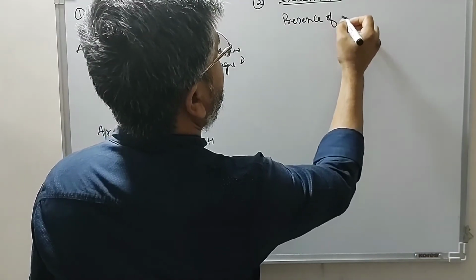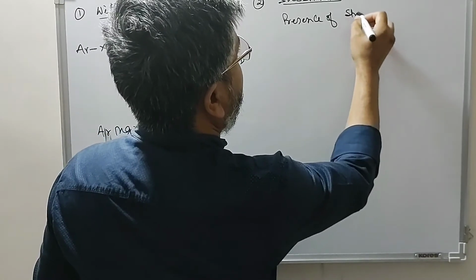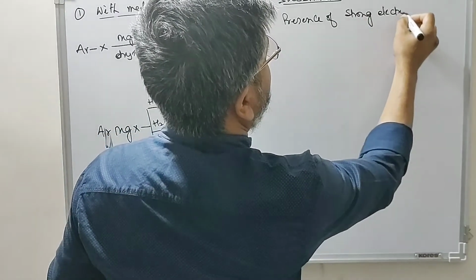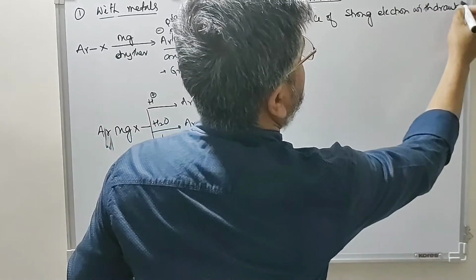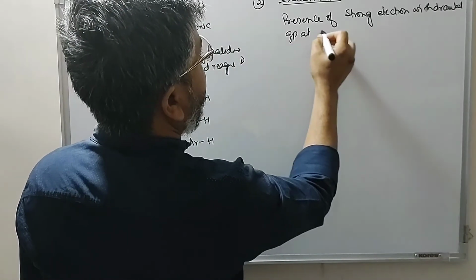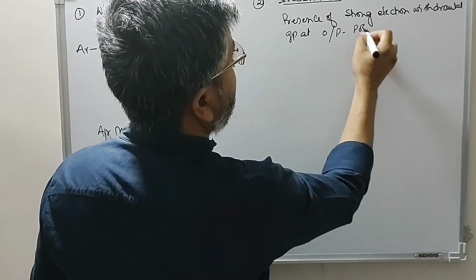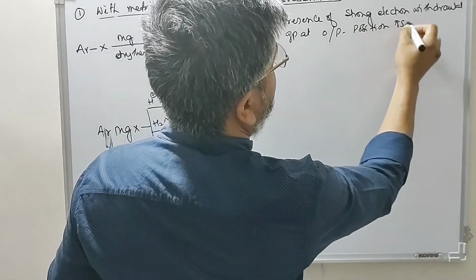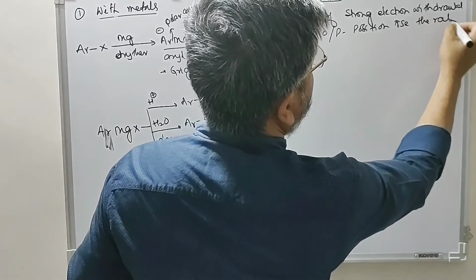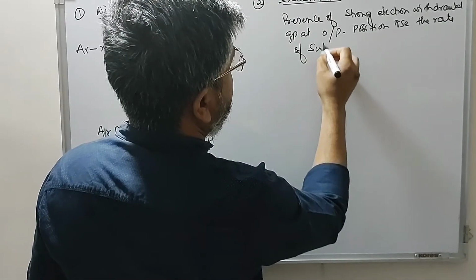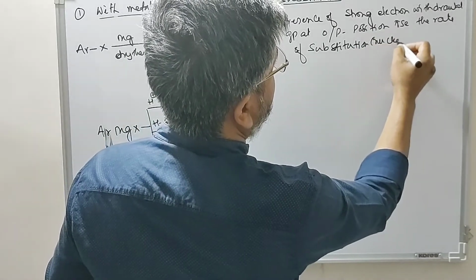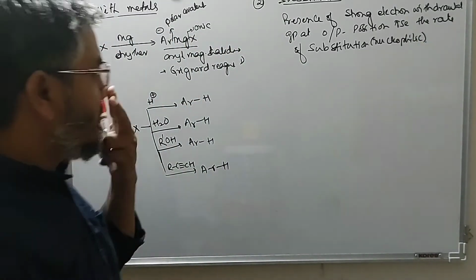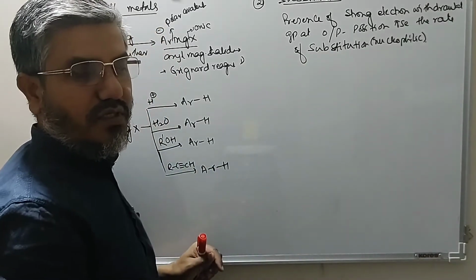Presence of strong electron withdrawing groups at ortho and para position increases the rate of substitution reaction, that is nucleophilic. That means now for this a different mechanism has to be proposed.